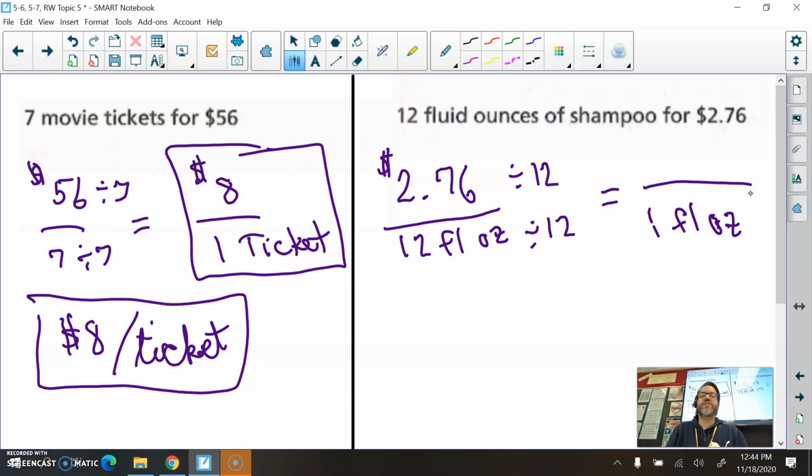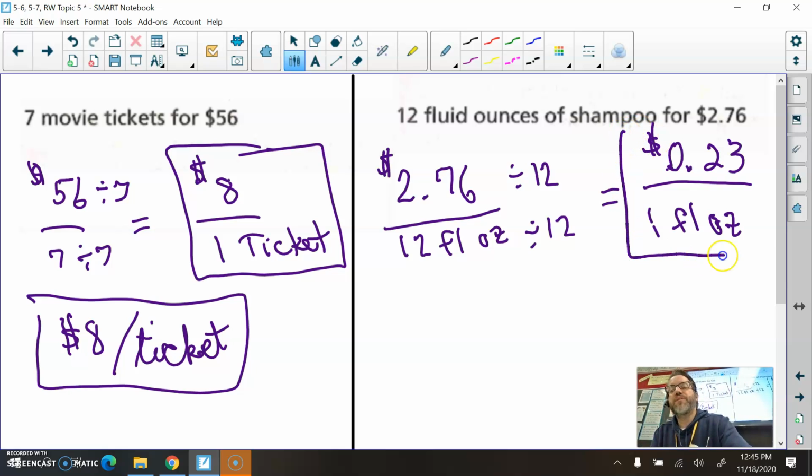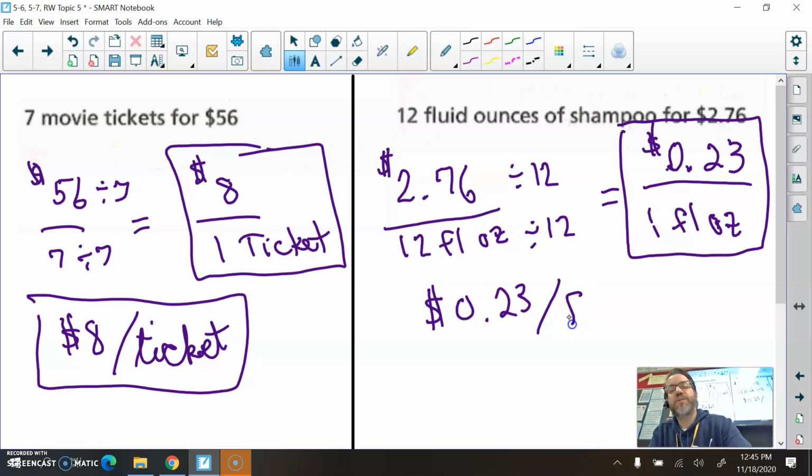All right, so 276 divided by 12. Again, you can use a calculator. I'm just going to go ahead and do this mentally here. And 12 will go into this. I'm going to put 0 here and then point, and it's going to be 23. So it's 23 cents. Okay, it's 23 cents for 1 fluid ounce. That's our unit cost. And again, you can use a calculator to do this. Or you can write it like this, 23 cents per fluid ounce.